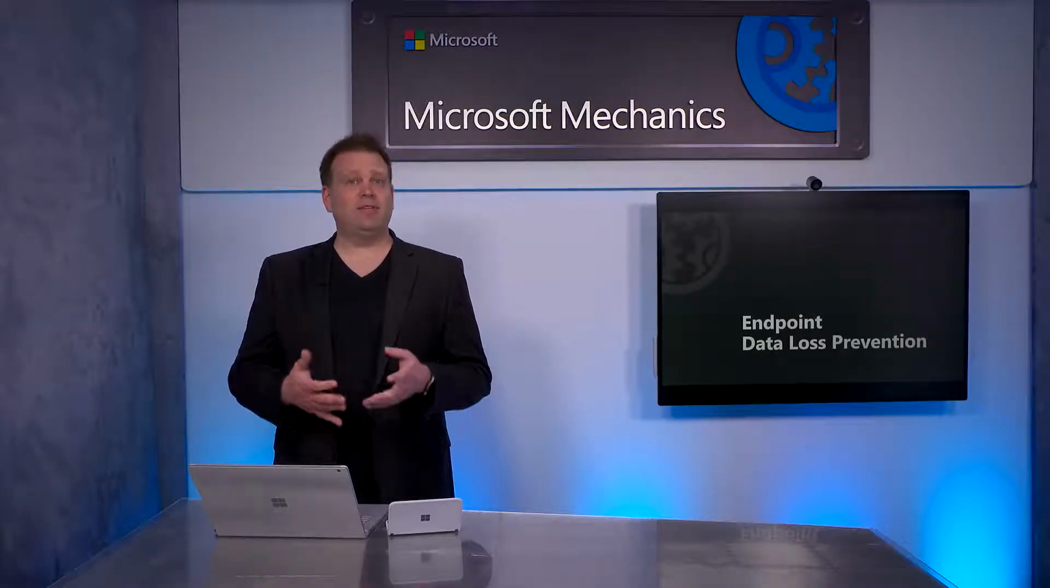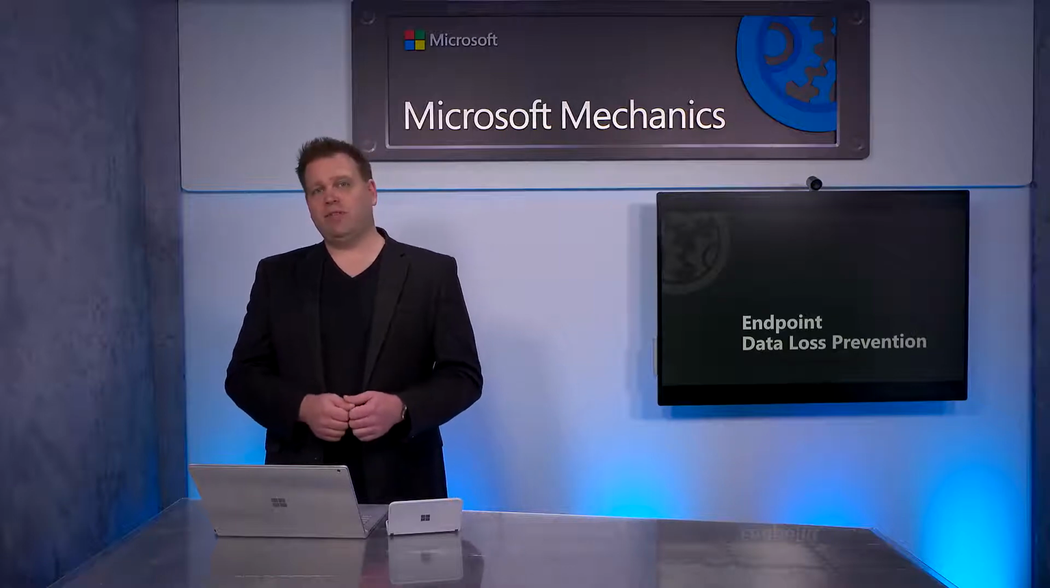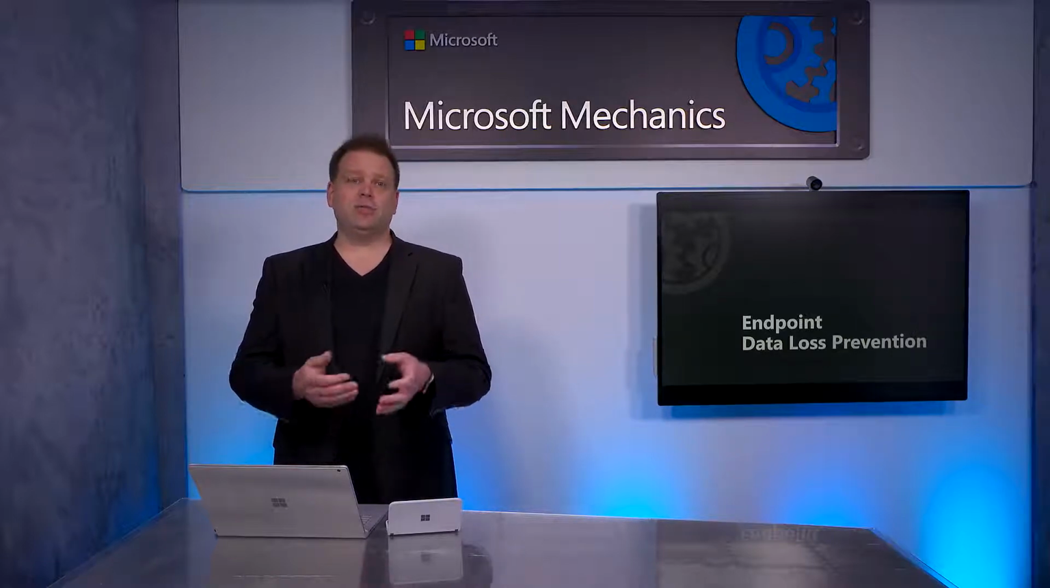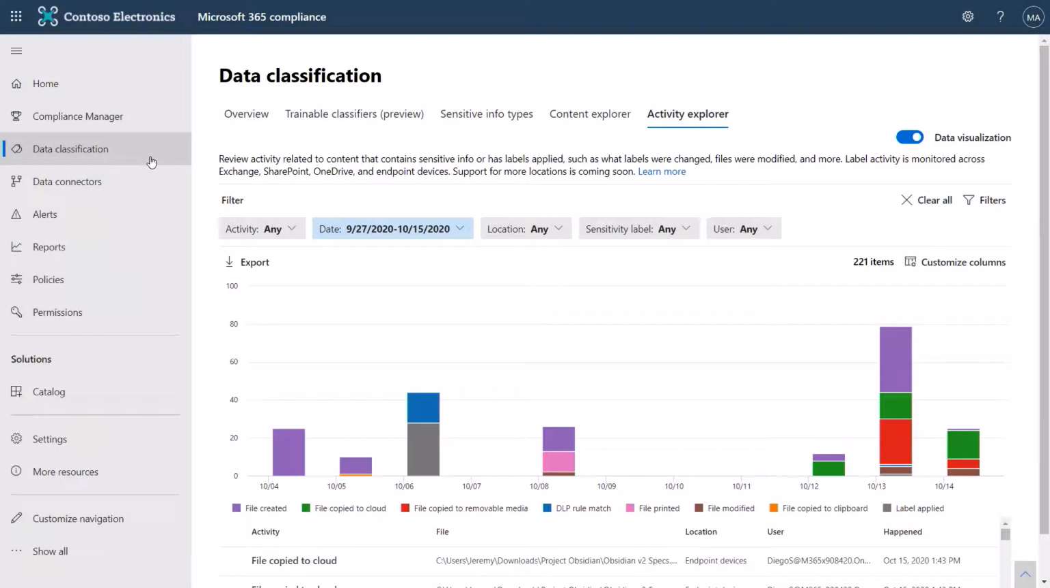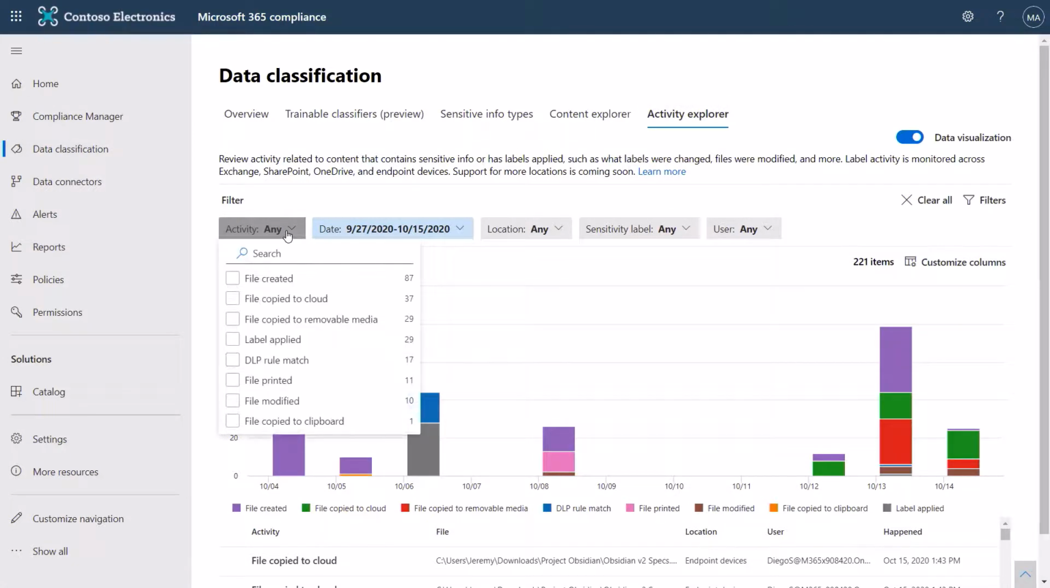aka.ms/endpointdlp guide. Now, as soon as your devices are onboarded, the signals sent from these devices give you visibility into the type of data flowing in and out of your organization, as well as just how protected it is. Now, in Microsoft 365's Compliance Center under Data Classification, you'll find the Activity Explorer. And there you can see the top activities around your sensitive information.